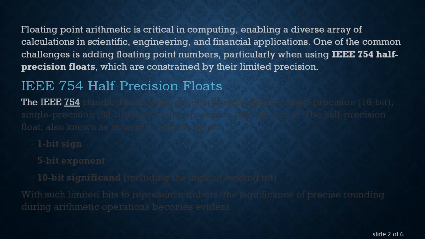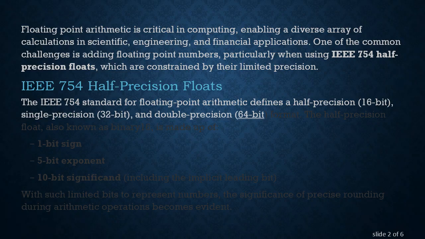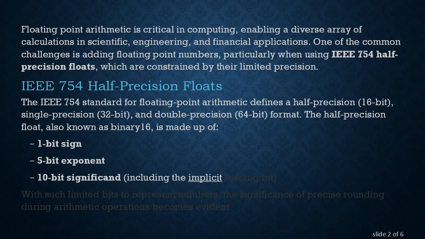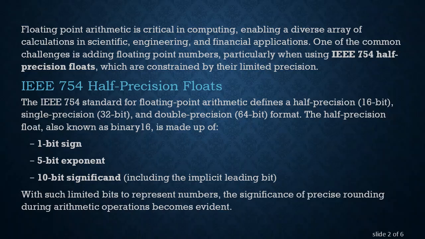The IEEE 754 standard for floating-point arithmetic defines half-precision (16-bit), single precision (32-bit), and double precision (64-bit) formats. The half-precision float, also known as binary16, is made up of a 1-bit sign, 5-bit exponent, and 10-bit significand, not including the implicit leading bit. With such limited bits to represent numbers, the significance of precise rounding during arithmetic operations becomes evident.